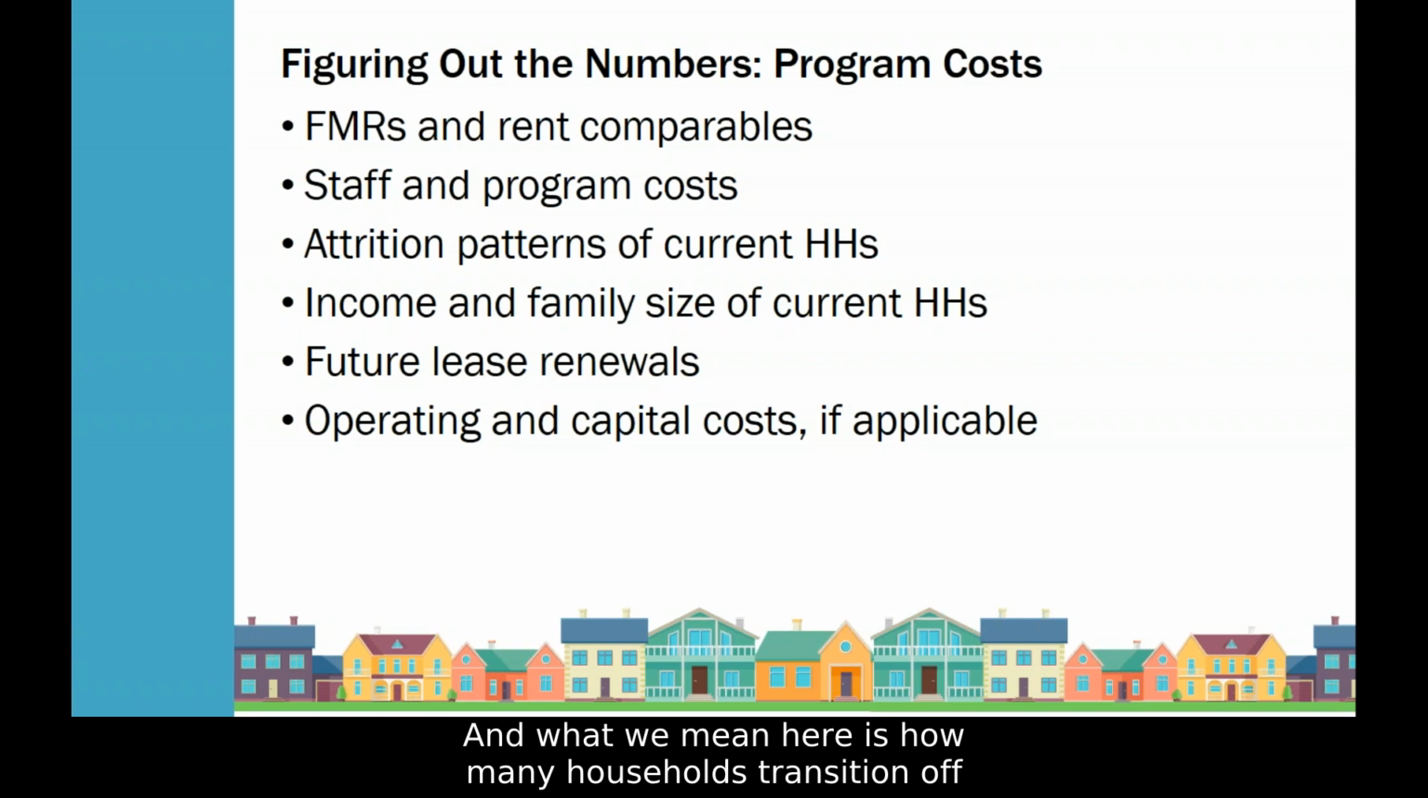And what we mean here is how many households transition off your housing subsidy assistance program in any given year. How much of the budget do those households actually represent? So if you are building your PBRA program, you will definitely want to consider your attrition rates as you begin to add new households to your program. Because as you're adding new households, there's also going to be folks coming off, so that may mean that you actually want to add additional households depending on what the overall budget looks like.